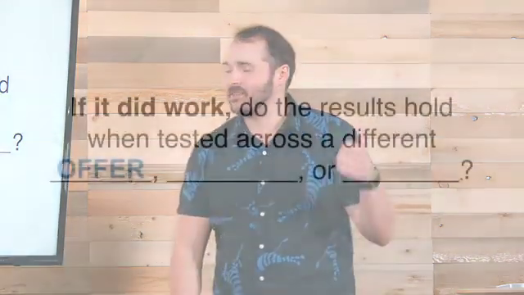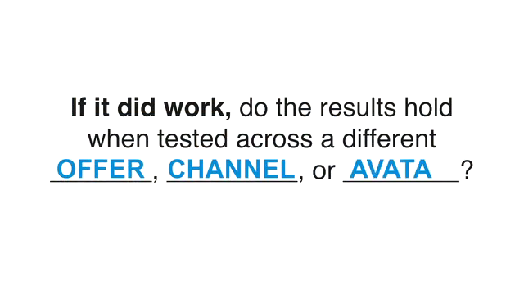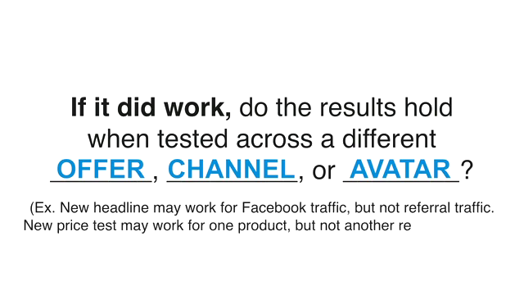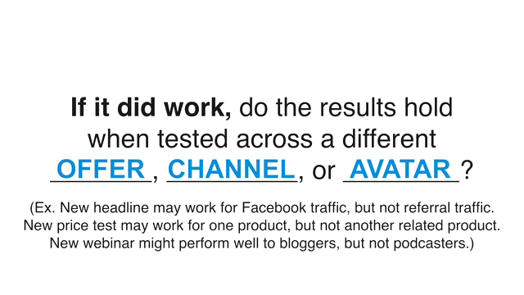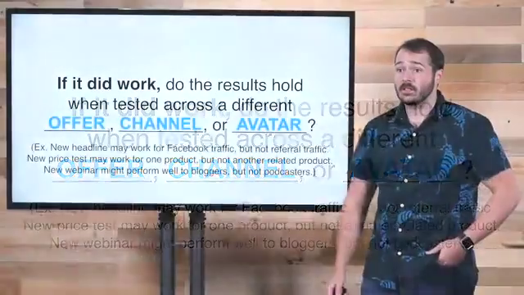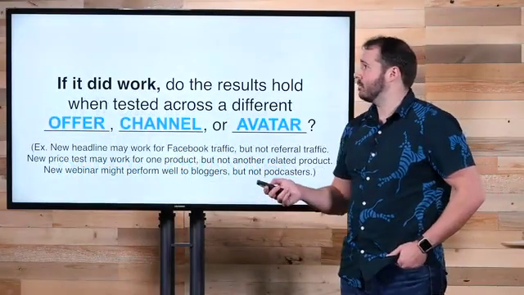But if it did work, do the results hold when you're tested across a different offer, channel, or avatar? That's when you can start really figuring out how to scale these things out, right? So a new headline may work for Facebook traffic, but not referral. A new price test may work for one product, but not another. Things like that. And we try to test things across multiple channels and at least 3 offers before we make a call when we're looking at these things.